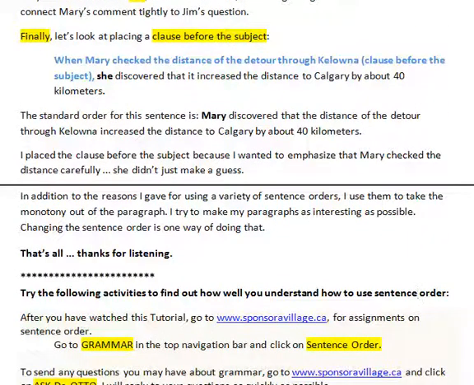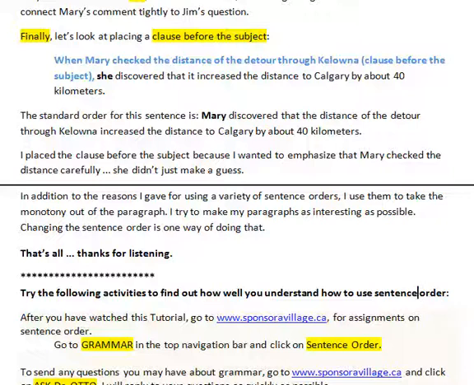Finally, let's look at placing a clause before the subject. When Mary checked the distance of the detour through Kelowna, clause before the subject, she discovered that it increased the distance to Calgary by about 40 kilometers. The standard order for this sentence is, Mary discovered that the distance of the detour through Kelowna increased the distance to Calgary by about 40 kilometers. I placed the clause before the subject because I wanted to emphasize that Mary checked the distance carefully. She didn't just make a guess.